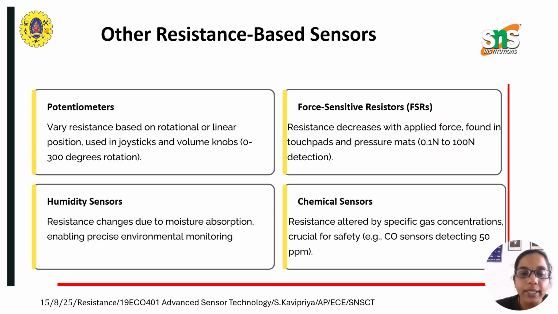Next is the humidity sensor. The resistance changes due to moisture absorption. It is mainly used in environmental monitoring. Then the chemical sensor: the resistance is altered by specific gas concentrations, and it is crucial for safety purposes. It is used for detecting carbon dioxide levels and so on.